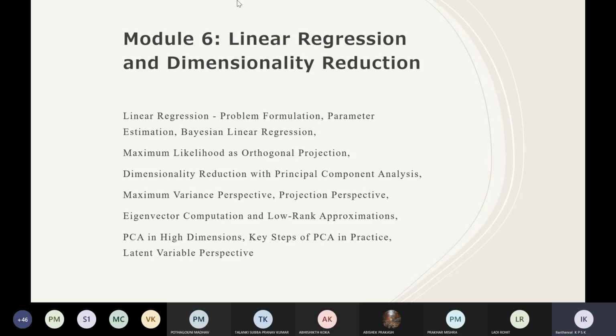And the next part, all of you by now would be aware that the dimensions of your data are going to be very vast. So we will try to reduce this dimension. Dimensionality reduction will be done with PCA, principal component analysis, which we'll study in detail. You'll have PCA in higher dimensions, how you can use it, and how you can do dimensionality reduction using PCA.